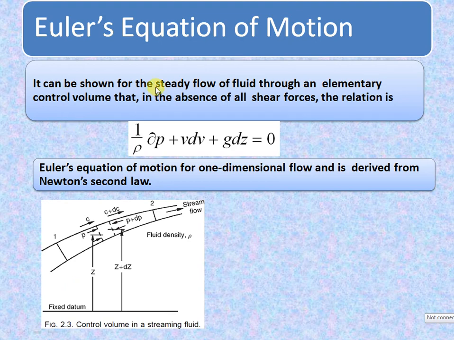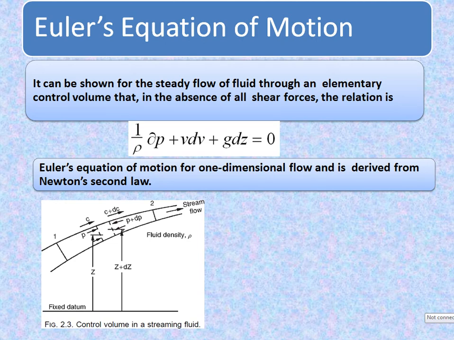It can be shown for a steady flow of fluid through an elementary control volume, in the absence of all shear forces, that the relation is 1/rho dP plus V dV plus g dz is equal to 0. The Euler's equation of motion for one-dimensional flow is derived from Newton's second law, that is F is equal to ma, and the basic generalized equation we have also discussed in fluid mechanics.